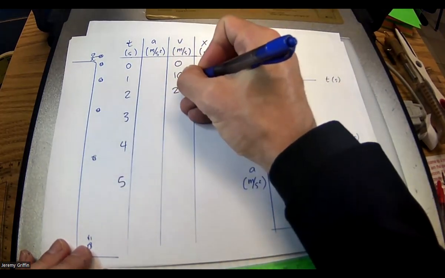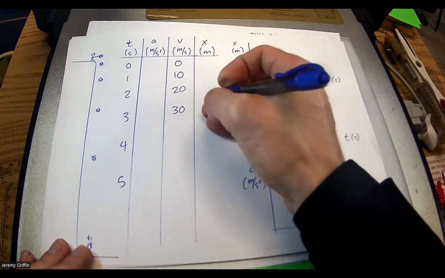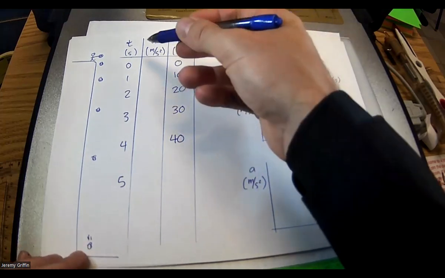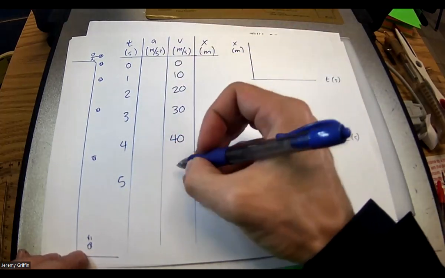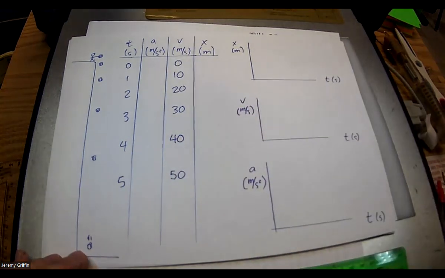20 meters per second. How about after another second? How fast do you think? 30 meters per second. And then 4 seconds. Do you think it would pick up to 40 meters per second? And then let's see, 5 seconds, it's about to crash land into the ground. How fast is it going to crash into the ground? 50 meters per second. It's been falling for 5 seconds.